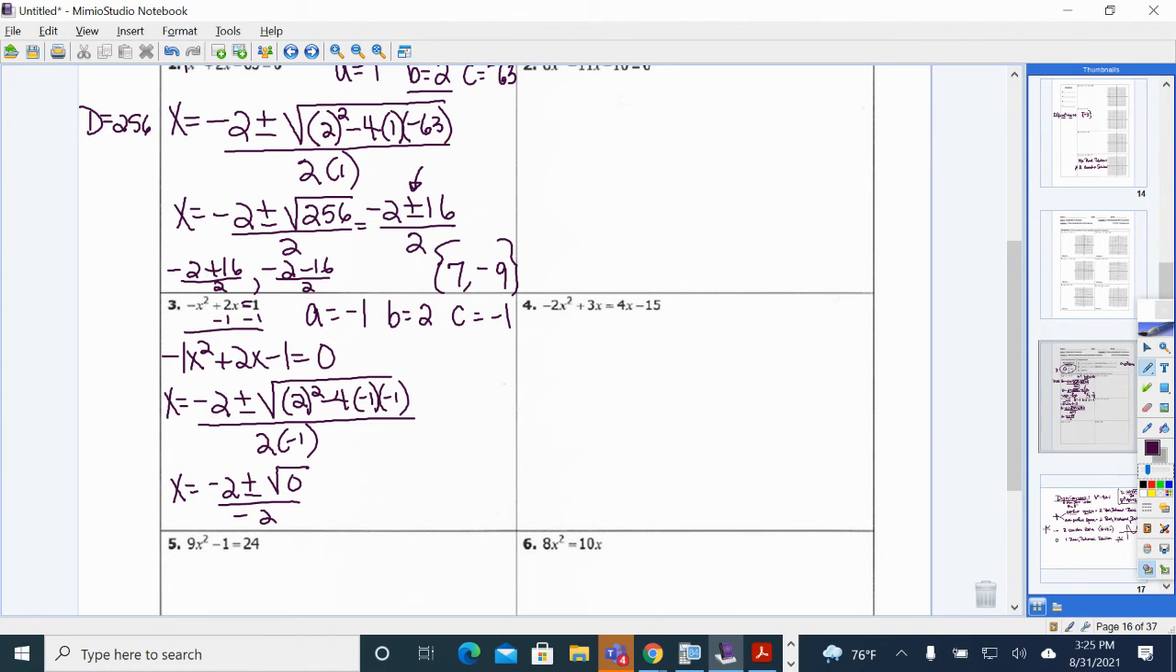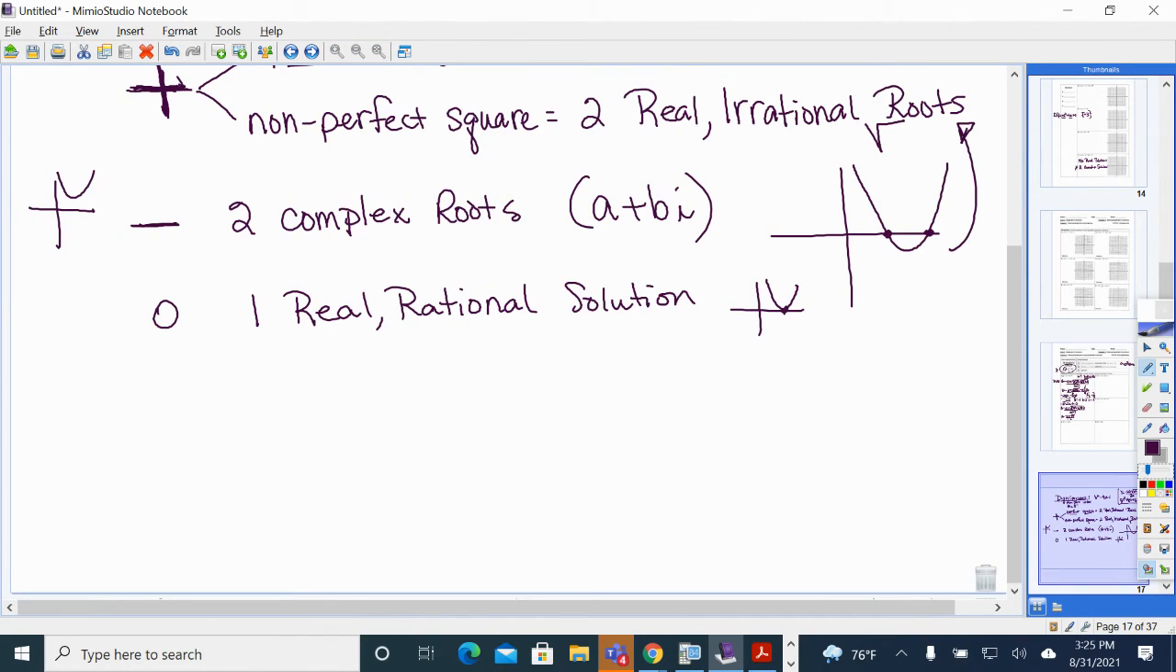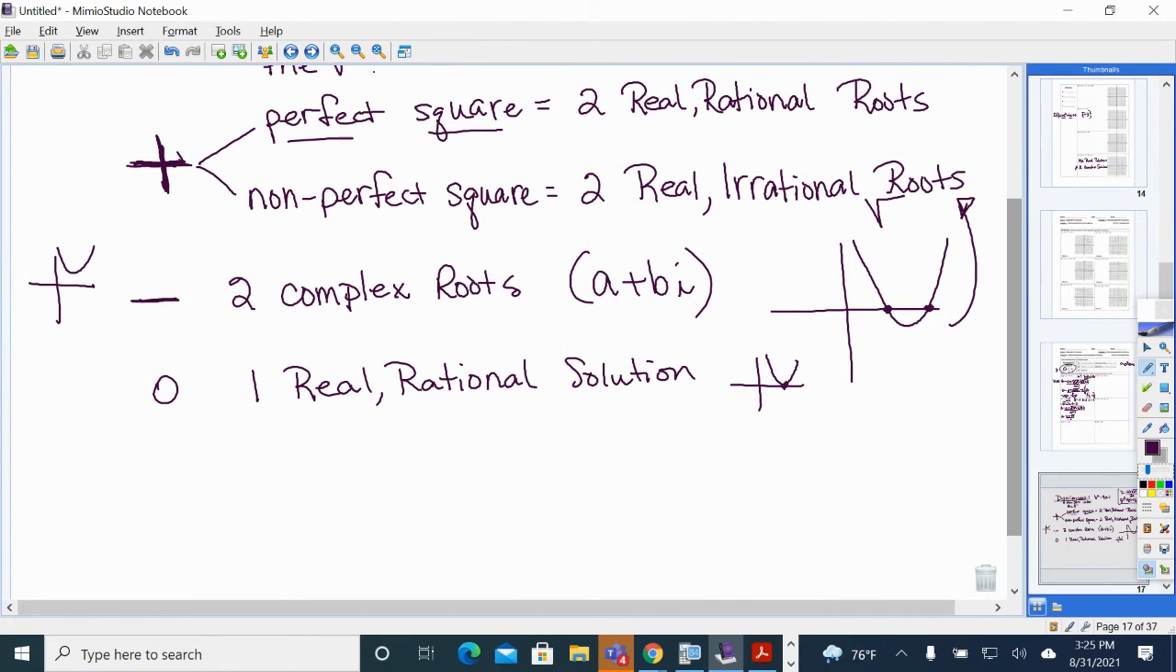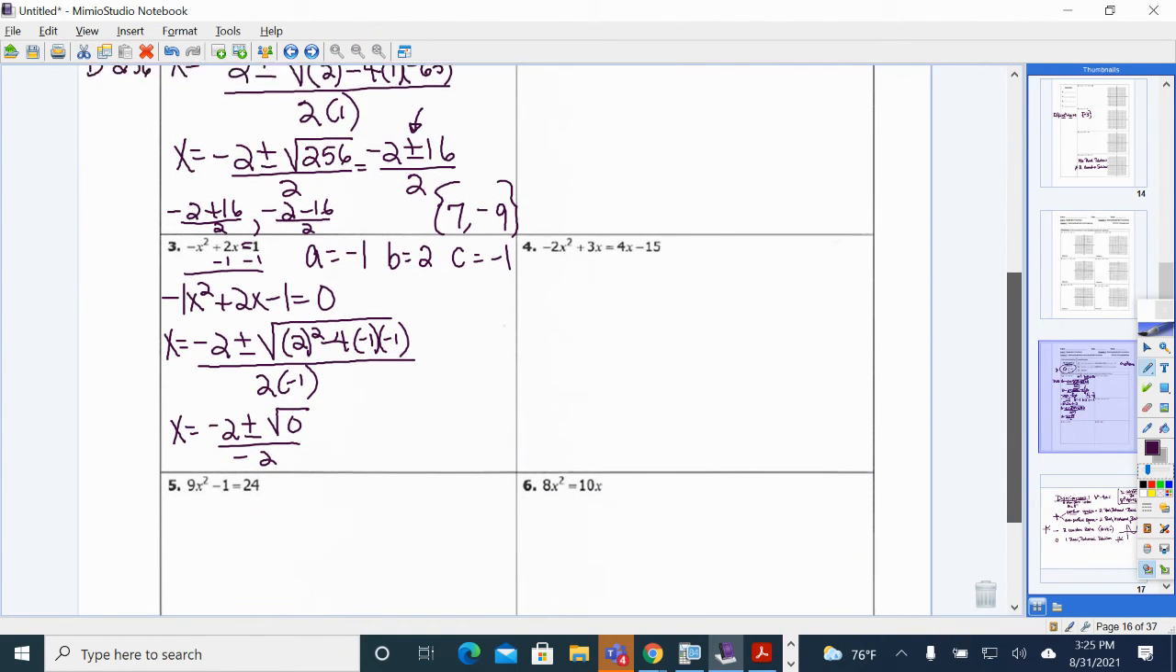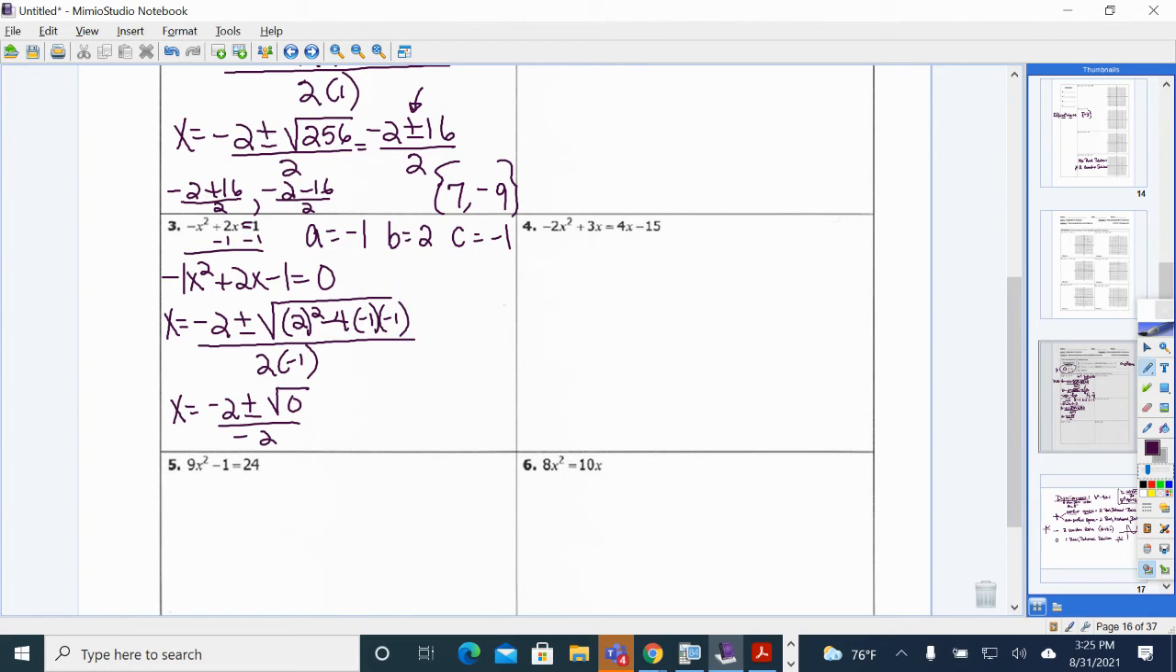So let's think about that for just a second. What did I tell you about if the discriminant is 0? Well, if the discriminant is 0, I have one real rational solution. There's just one. And here's why. If you're looking at this, the square root of 0 is just 0. If I add 0, I get the same answer. If I subtract 0, I still get the same answer. So this plus minus part just basically goes away, and we end up with -2 divided by -2, which is a +1. So the solution to number 3 is just 1.